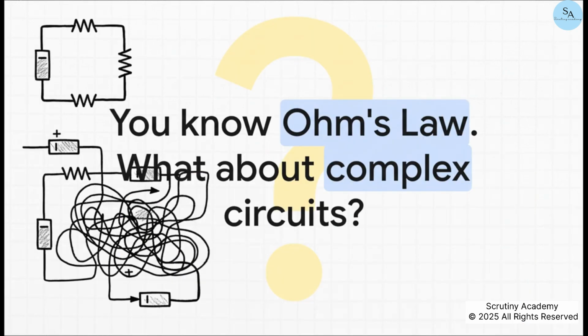So, you've probably got Ohm's law down, right? V equals IR. And look, it's great for simple circuits. One battery, a couple of resistors, and a nice, neat line. But let's be real. The world is messy. So what do you do when you have multiple power sources or tangled loops of components? Ohm's law by itself, well, it just isn't enough.